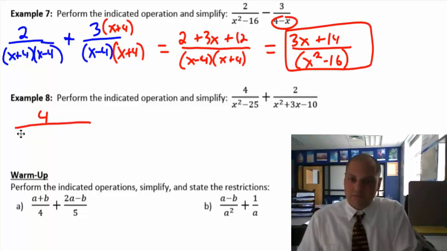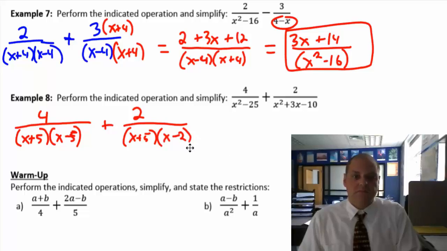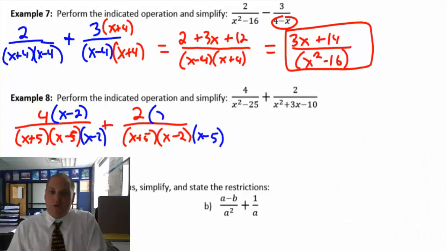Factor. x plus 5, x minus 5. This one's going to be x plus 5, x minus 2. And, okay, so we're missing an x minus 2 over here. So we need an x minus 2 over here, up here. We're missing x minus 5 on this side. So we're going to go x minus 5 here.